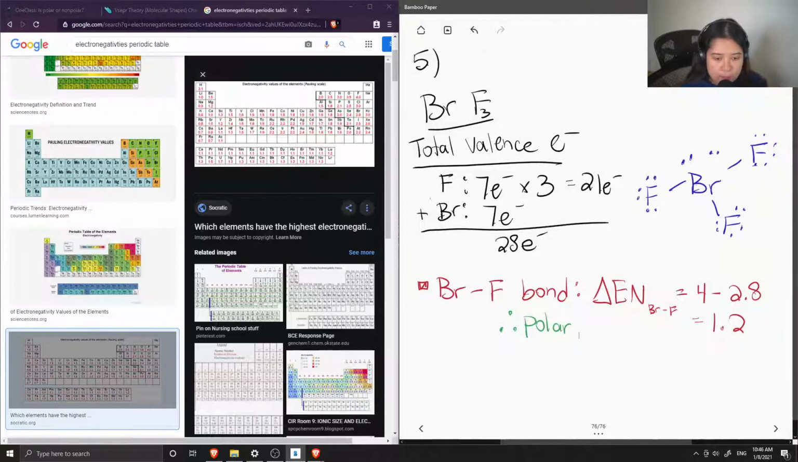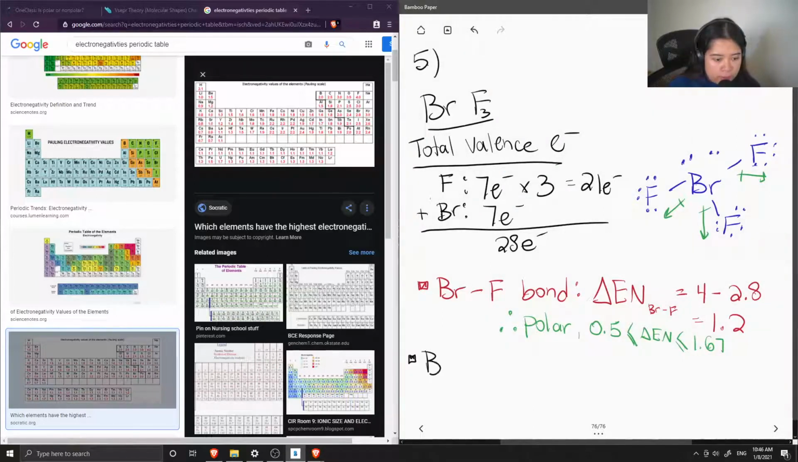And this is because the difference in electronegativity is greater than 0.5 and it's less than 1.67. So therefore, all the bonds are polar, and the fluorines are much more electronegative than the bromine. So there are going to be dipole moments throughout the molecule, and the shape with the lone pairs allows these dipole moments to not be cancelled out.